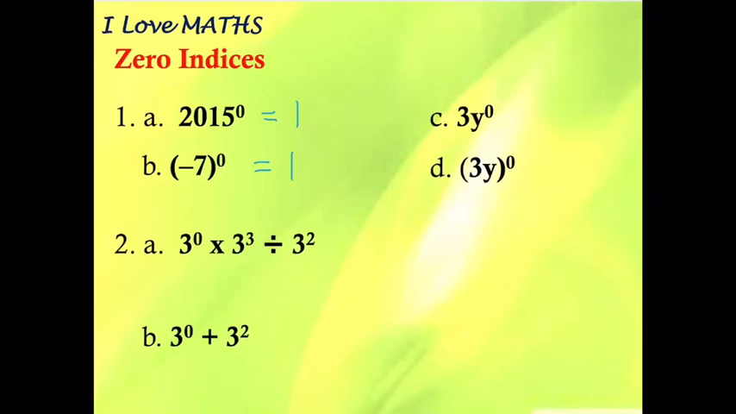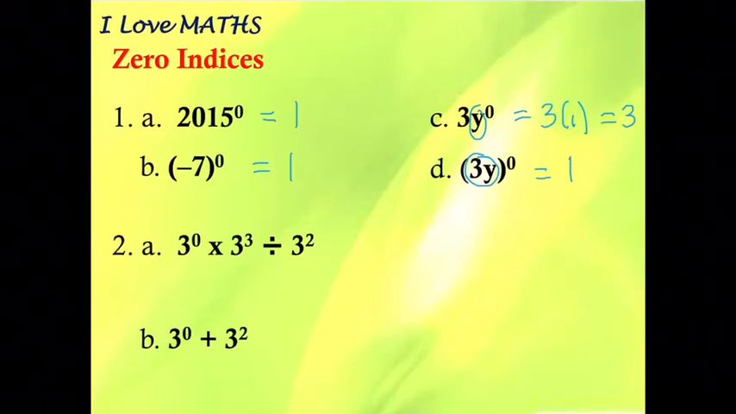3y raised to 0. The index 0 is for the base y. So just copy the 3, and y raised to 0 is just equal to 1. So 3 times 1, the answer is 3. (3y) raised to 0. The base is the 3y, being raised to the index 0. So therefore, the answer is 1.